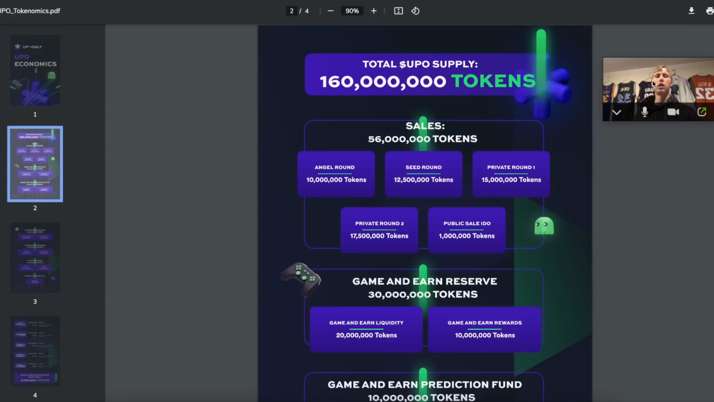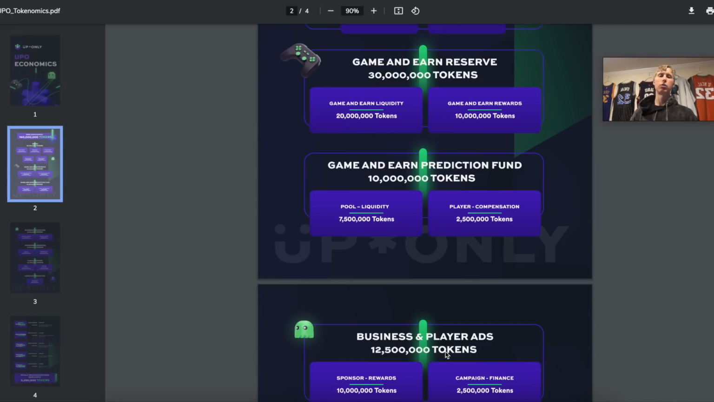Good luck. All right, so let's hit you guys with some tokenomics. First, there are a total of 160 million tokens. They had a couple different sales. With about 56 million of them, you had the angel round, seed round, private round 2, and the public sale.